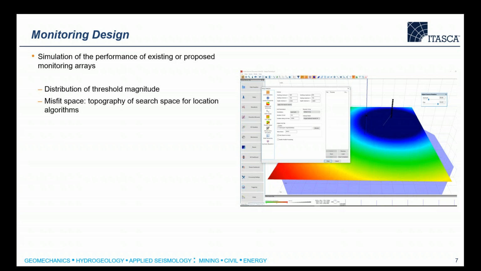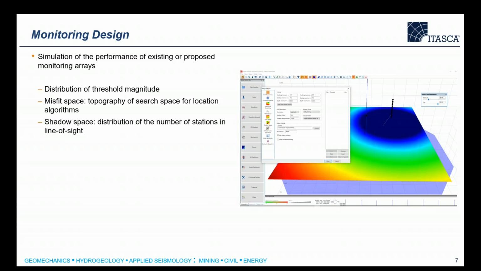We also want to make sure that our location algorithm will perform well, will converge to a unique solution. So this is done through looking into the misfit space. It basically plots what will be the topography of the search space that the location algorithm will have to work with.